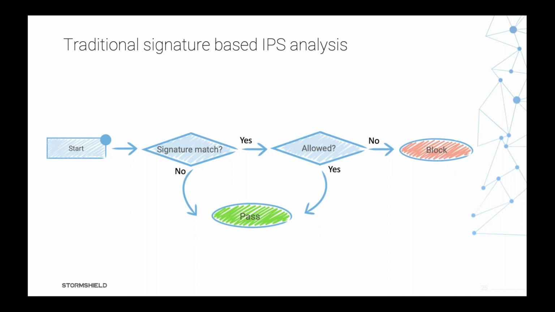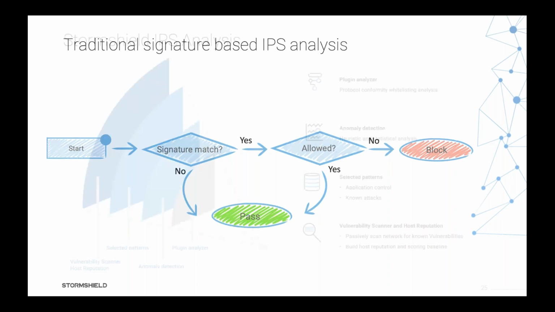When it comes to signature-based, it's so simple. When the packet arrives that needs to be inspected, it will be matched against a signature database. If it's known, if it's matching something known, then it will follow the policy. If it's allowed, it will pass. If it's not allowed, it will be blocked. And normally, if nothing is matching, it will pass. That's unfortunately the majority of the approach in signature-based IPS.